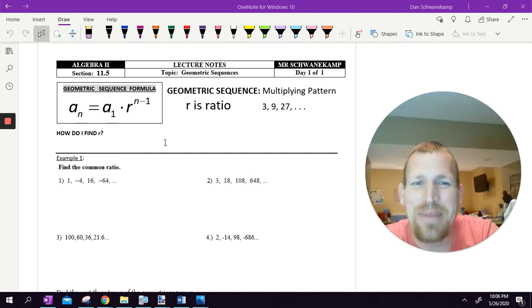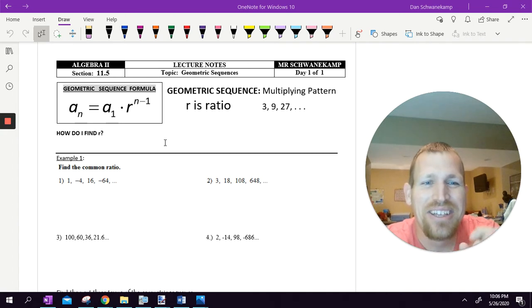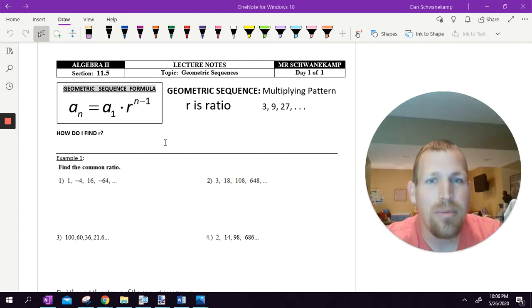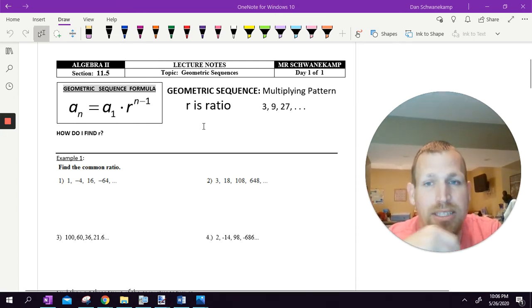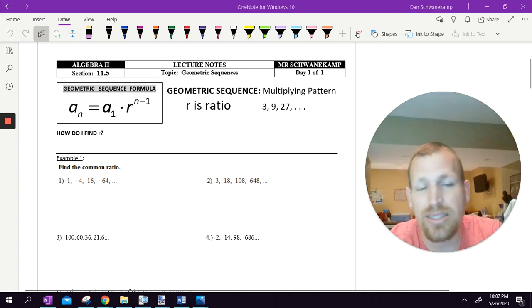Then we did geometric sequences and series today. So, what we're doing with that is we are going to deal with sequences that have a ratio. So we're going to multiply by the same number each time. And then again, like we did in the last section, we're going to use a formula to help us find nth terms and to find sums.